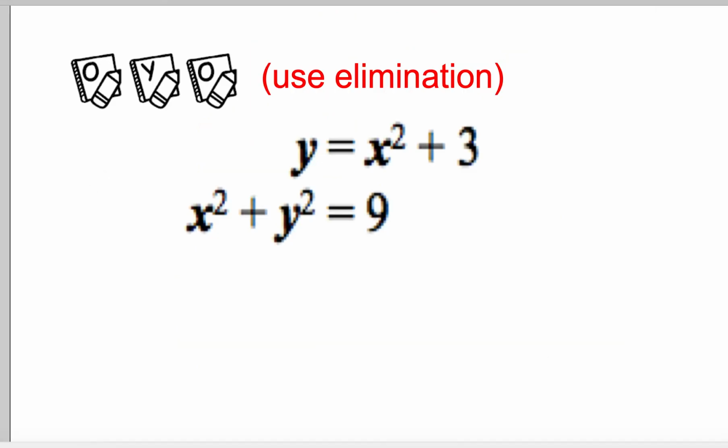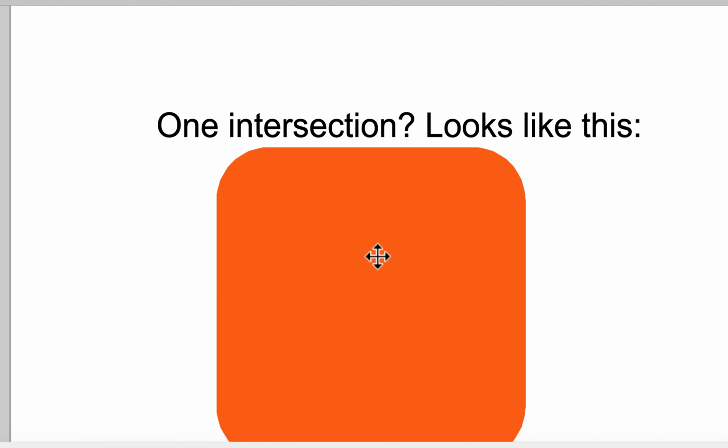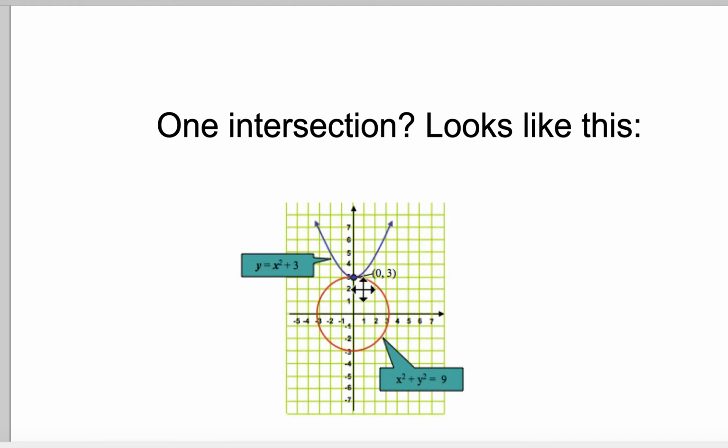Wondering what that could possibly look like. If you have a parabola and a circle, it is possible to hit it once. It's possible to hit it twice, and it's possible to never hit it. But it is possible to hit it once when you have what we call a point of tangency, which happens right there.